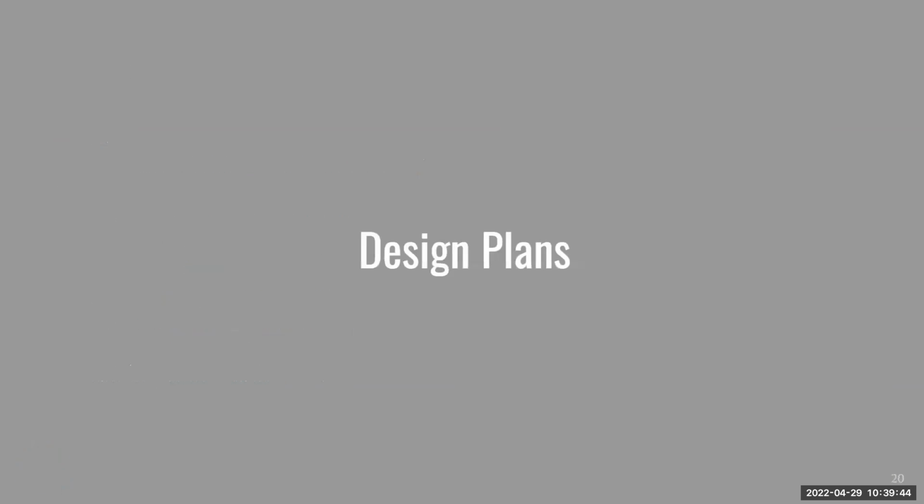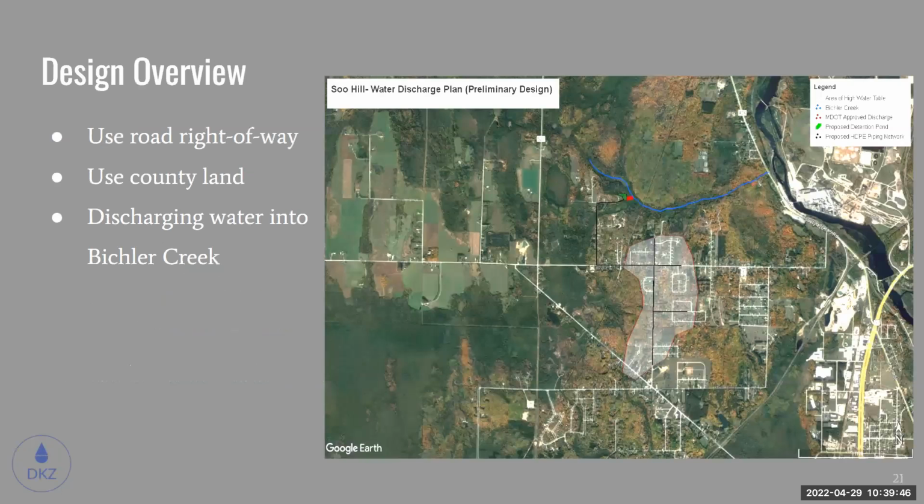Design plans. So this is an overview of our design. This white area here shows the neighborhood and impacted flooding homes. And these black lines here are where our HDPE piping is going to be running. As you can see, it's all in the roadways and the road right-of-ways, so they can be directionally bored pretty easily.